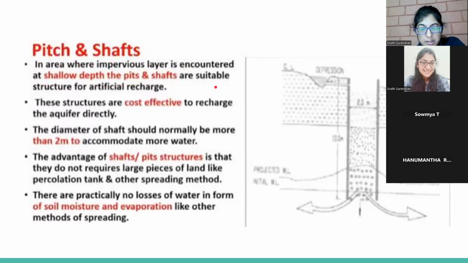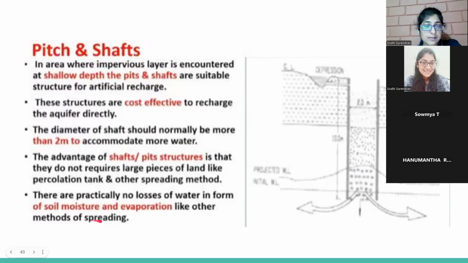So we learned that the recharge trench is constructed in places where the upper impervious layer is shallow. But here, they're talking about when a pit is dug and we encounter an impervious layer at a shallow depth from the surface. In such places, pits and shafts can be constructed as an artificial recharge structure. The diameter should normally be more than 2 meter to accommodate more water.